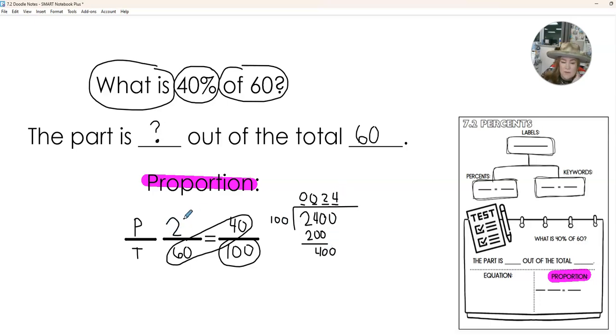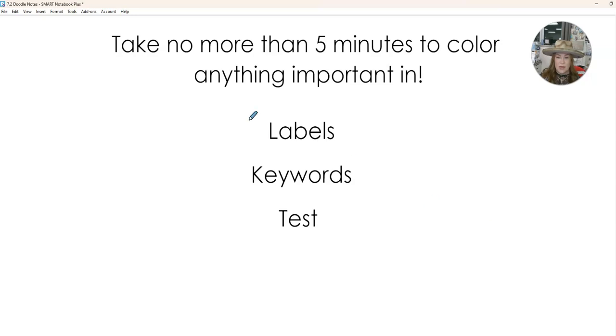So when I have 24 out of 60, that is 40%. So what is 40% of 60? 24. That's exactly what we got when we did the equation. So you can do it either way that makes sense to you. So we just have to make sure we set things up and put them in the right places. Just go ahead, take a few minutes, color in anything, those labels, those keywords that might be important to help you remember about percentages.